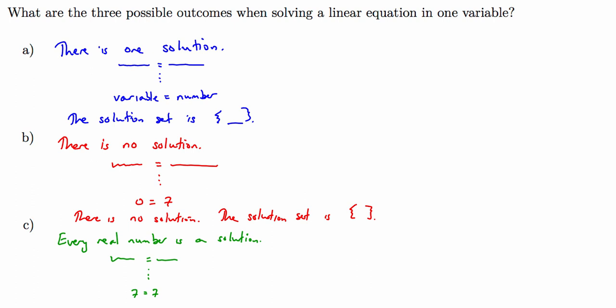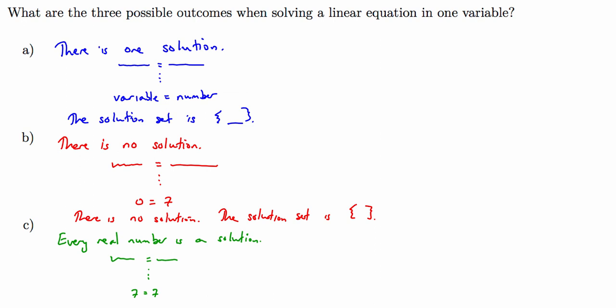Anytime the variables have been eliminated and we're left with a true statement, it's indicating to us the variables play no part as to whether the statement will be true or false, and therefore the statement is always true, meaning any number can be substituted for the variable and it'll be a true statement.